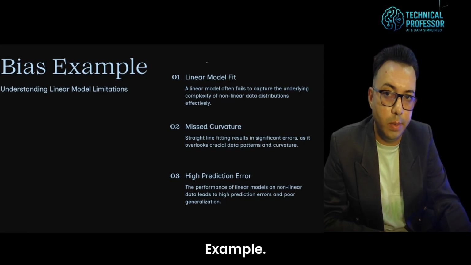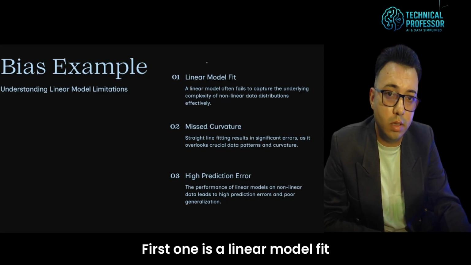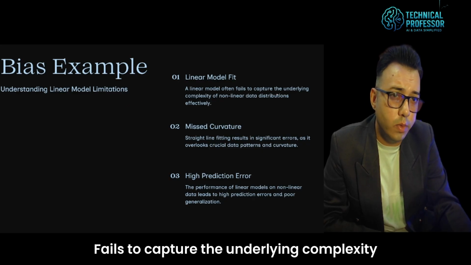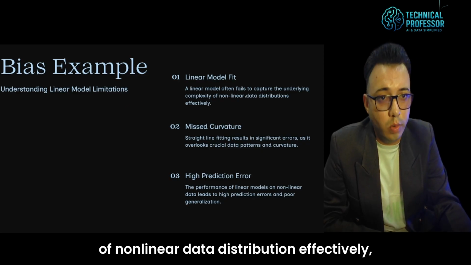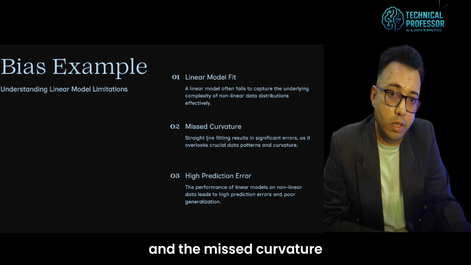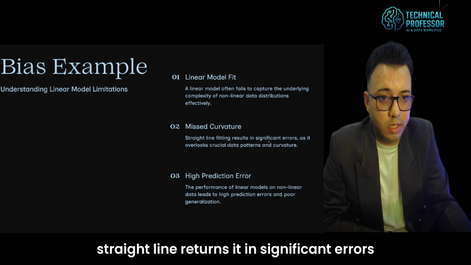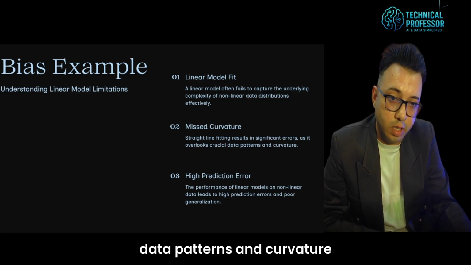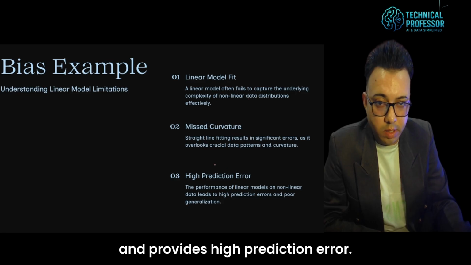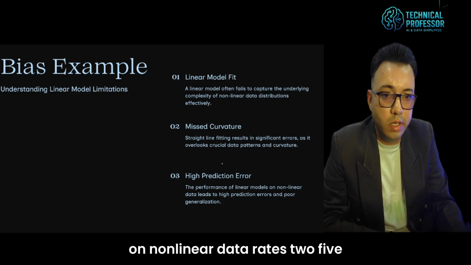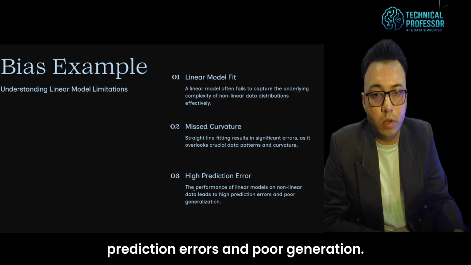Then, bias example. The first one is linear model fit. A linear model fit fails to capture the underlying complexity of nonlinear data distribution effectively, and misses curvature. A straight line fitting results in significant errors as it overlooks crucial data patterns and curvature. And the third one is high prediction error. The performance of linear models on nonlinear data leads to high prediction errors and poor generalization.